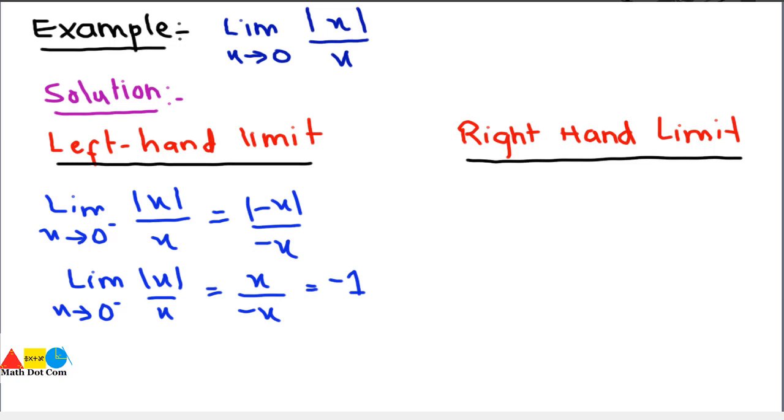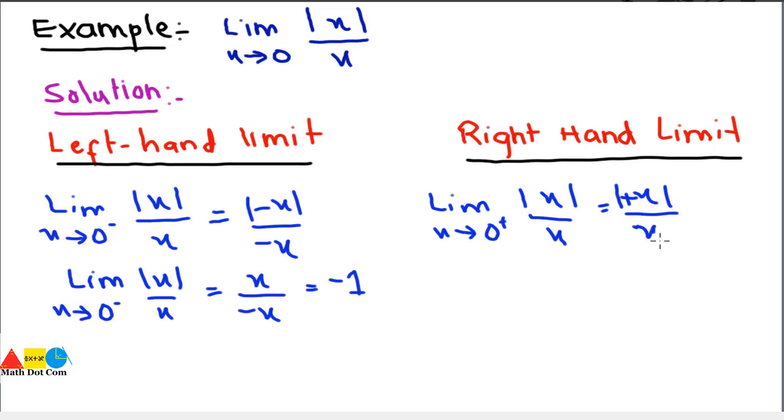Now let's find the right hand limit, that is limit x approaches 0 positive of |x| divided by x. Here we have to put the value of x as plus x, as the value of x is approaching 0 from the right hand side and it is greater than 0. So it will be plus x divided by x, and if we evaluate it, x divided by x, we will get 1.